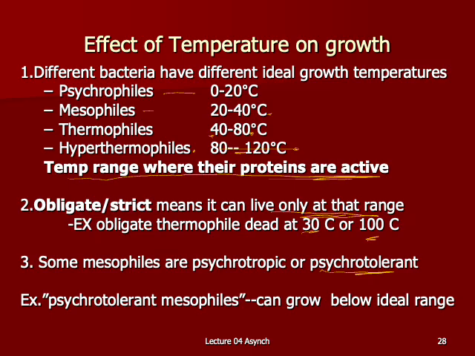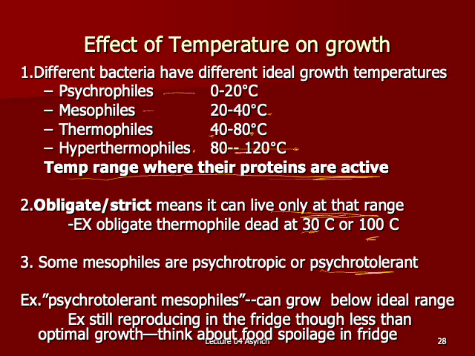So a psychrotolerant mesophile, ideally, if it has its druthers, grows best somewhere between 20 and 40. But it'll grow at lower temperatures, even in the fridge. And that's why, folks, psychrotolerant mesophiles grow great when they're outside the fridge. They grow really fast. But if you put them in the fridge, they'll still grow.